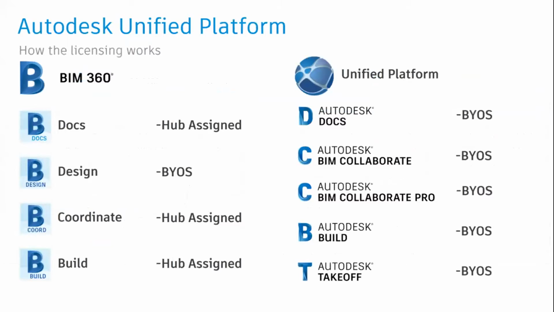Okay. So how does the licensing work for each of these programs? First, we have hub assigned for Autodesk BIM 360 Docs, BIM 360 Coordinate, and BIM 360 Build. Hub assigned is when you should have subscriptions to these products to be able to allow other users from other companies to have access to these programs.